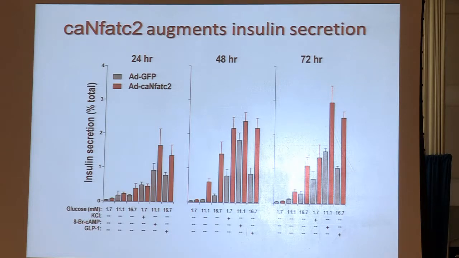This is a membrane permeant analog of cyclic AMP. And GLP-1, that's that hormone that I talked about at the beginning that comes out of the gut and promotes insulin secretion. And so you can see that essentially every secretagogue was promoted in response to constitutively active NFAT-C2. And that's hard to do. This system operates at near perfection. And so if you can overexpress one gene and get it to operate better, that's a big deal. It's really easy to negatively affect insulin secretion. You can do all kinds of things to make it work more poorly, but it's difficult to actually make it work better.